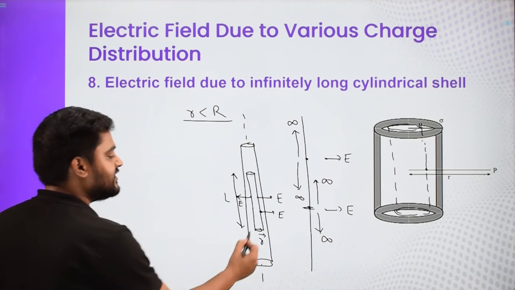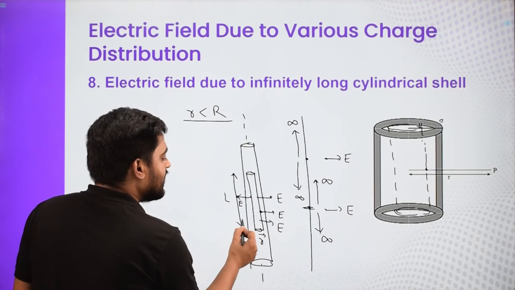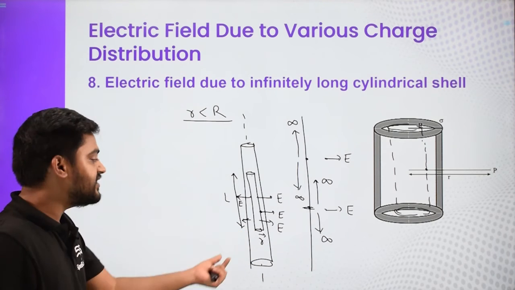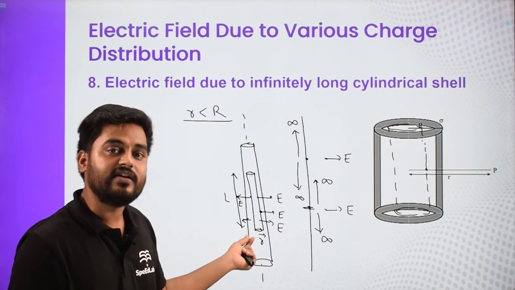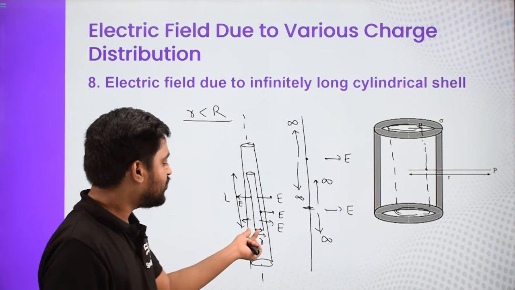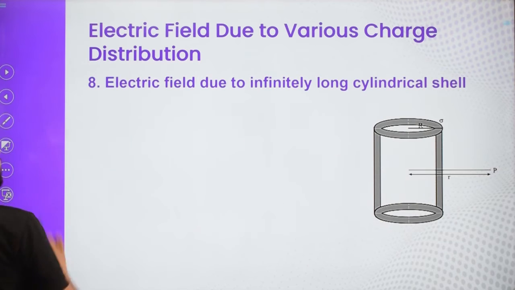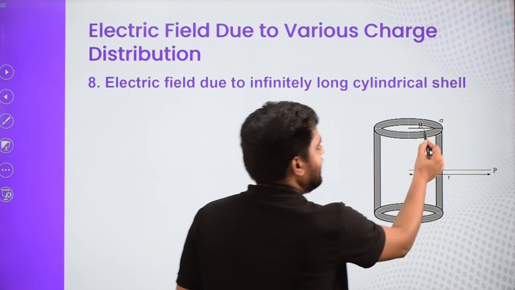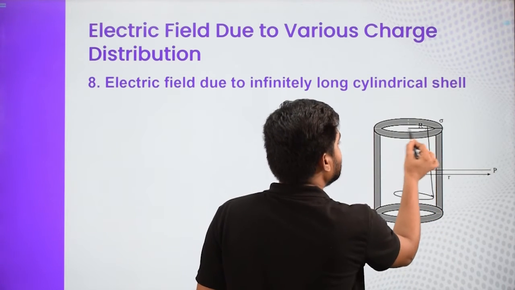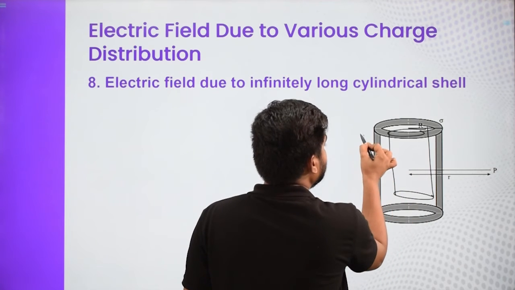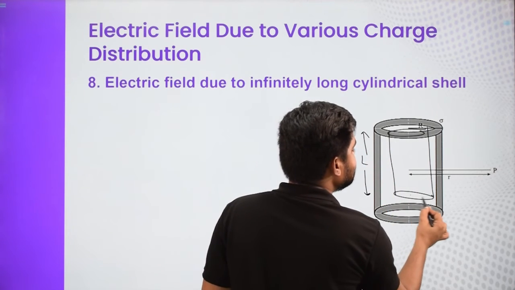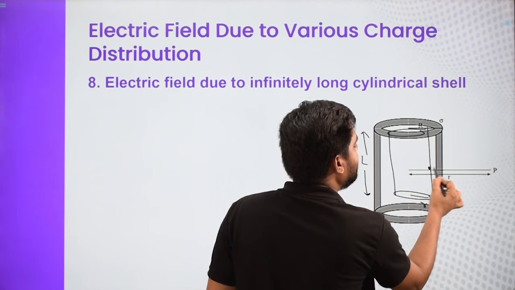So due to that, we can say that throughout this Gaussian cylinder, which we have assumed to be a cylinder of radius small r, the electric field should be just E. So first I have explained that we take a Gaussian surface of length L and radius small r. I have to find the field over here.